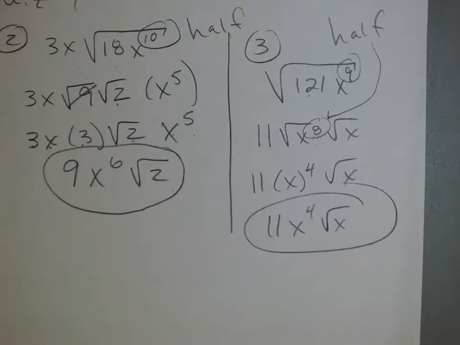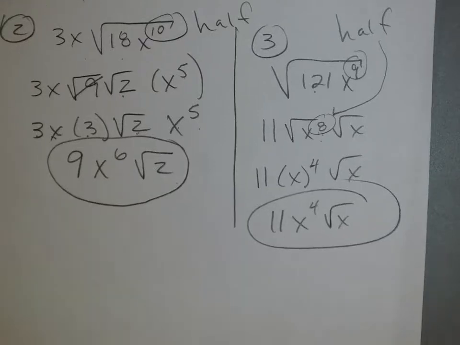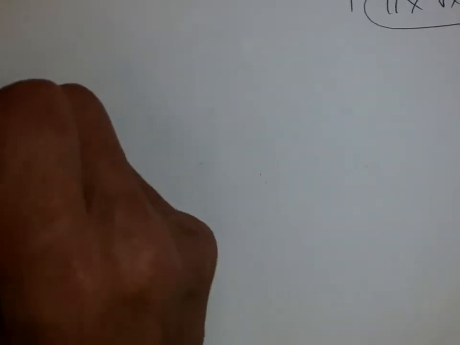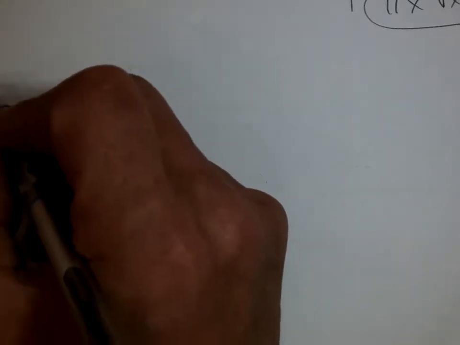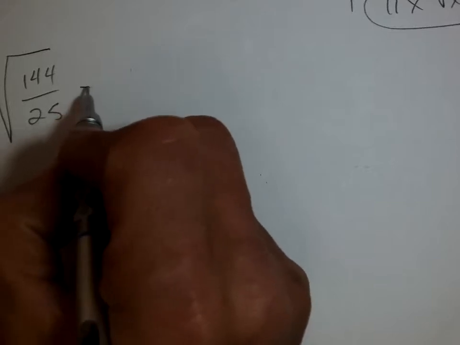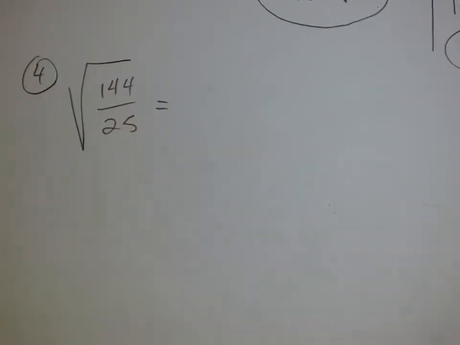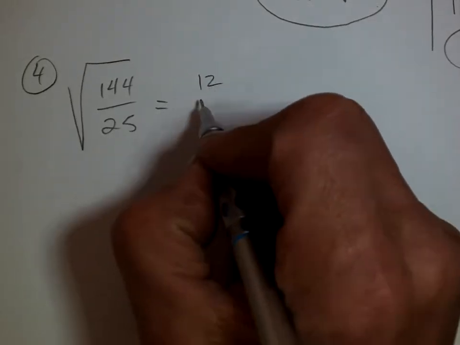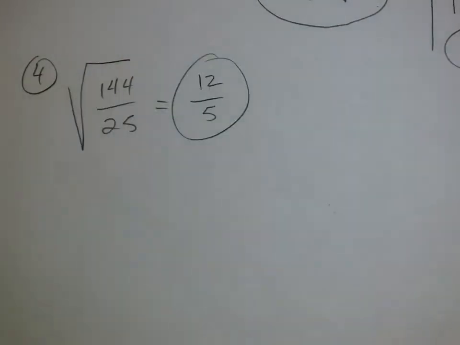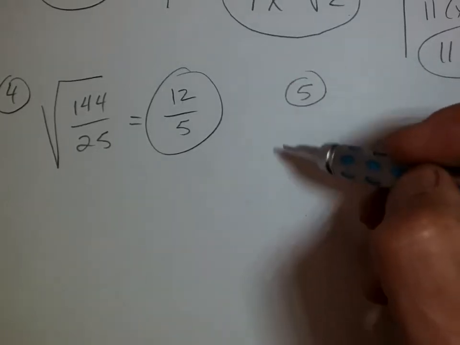Okay. All right. How am I doing? Thumbs up. Thumbs down. Okay. Number 4. Square root of 144 over 25. You guys see these are both perfect squares. So plain old 12 over 5. That's it. I did that, right? You did. All right. Am I going too fast? No. Okay.